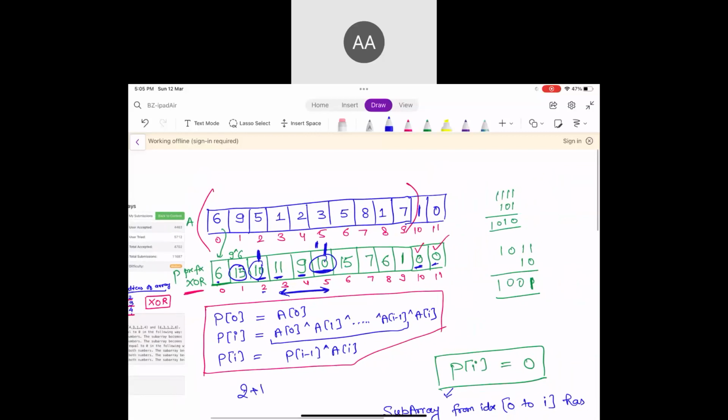Before 15, how many 15s did we see? Before this 15, we saw one more 15, so there is one more subarray. Before 7, did we see any 7?